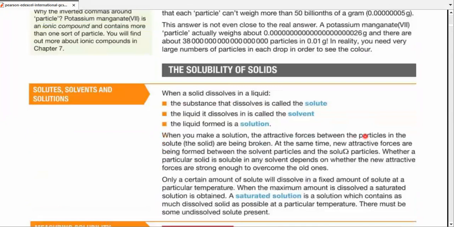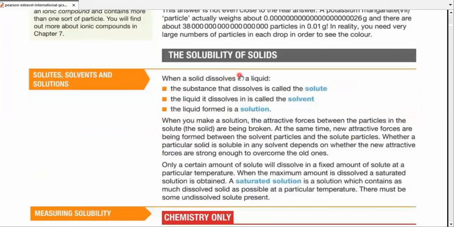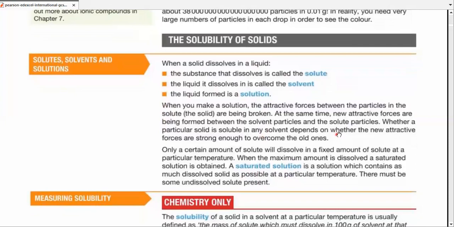Okay, let's move on. Solubility of solids. Now, solubility is actually to be understood first, or what solutions are, and then we're going to discuss how solubility of solids or gases work. So let's start with solution first. Whenever we dissolve a solid in a liquid, the substance that dissolves is the solute, and the liquid which dissolves it is the solvent, and the mixture that forms is the solution. I hope you're clear with that.